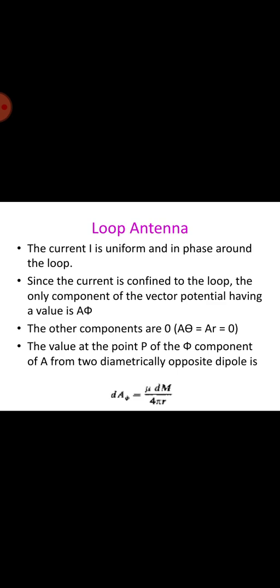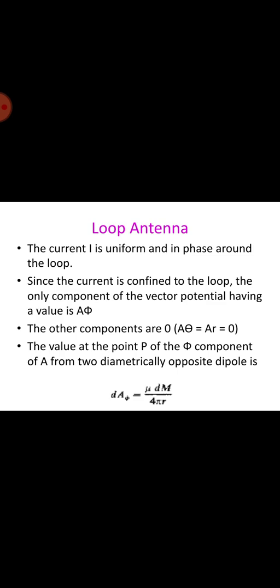dA is equal to mu dm divided by 4 pi r, where dm is the current moment due to one pair of diametrically opposite infinitesimal dipoles of length a d phi. In the phi equal to 0 plane, the phi component of the retarded current moment due to one dipole is I into a d phi cos phi. And this dm is the current moment due to one pair.